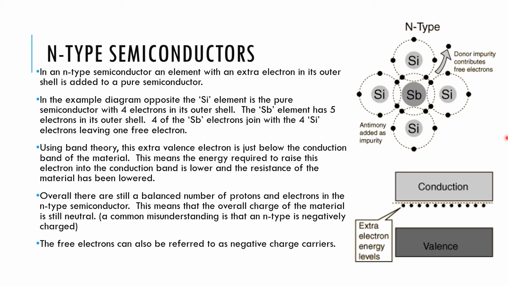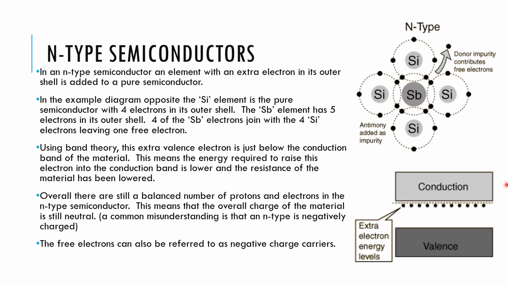Now, if we think about it in terms of band theory, in terms of this diagram down here, the extra electron produced is just below the conduction band. It's called a valence electron because it came from the valence band, and it's just below the conduction band of the material. This means the energy required to raise this electron into the conduction band is lower, and the resistance of the material has been lowered. So this energy jump required to get that electron into the conduction band is smaller, meaning that it doesn't require as much energy to let it conduct electricity.